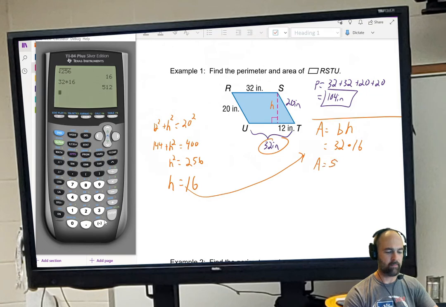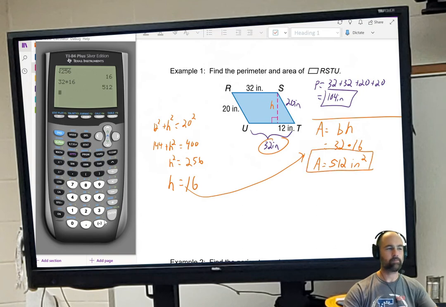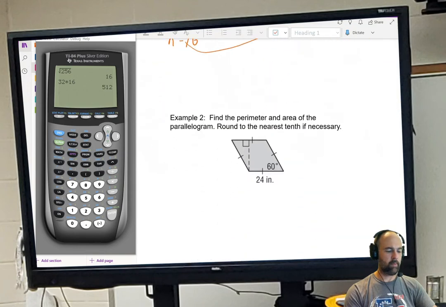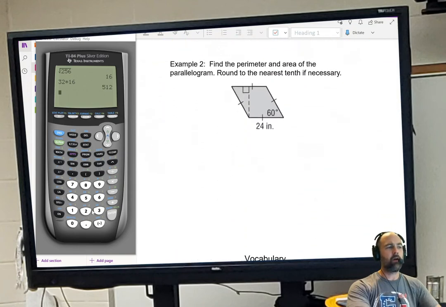Area is 512. And let's make sure we got our units there, inches squared. Nothing major there. All right, let's go ahead and find the perimeter and area of this parallelogram.